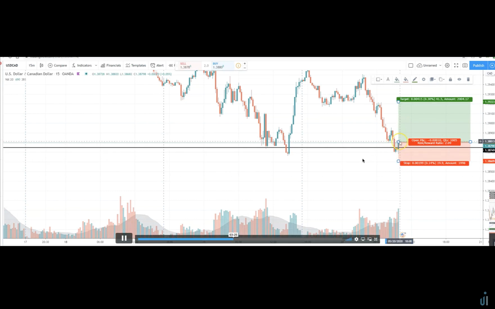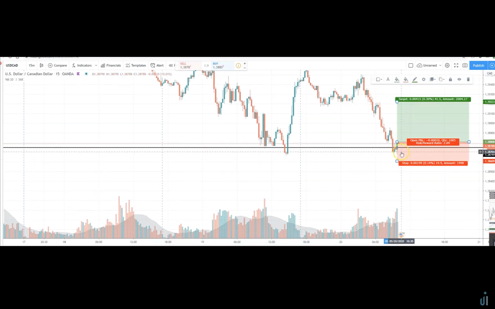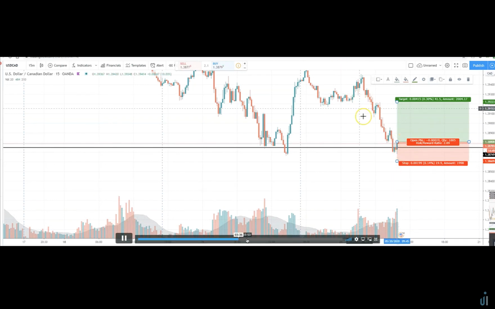And my stops are here. I entered here. I'm aiming for these areas up here, or maybe a higher area. I'll keep you updated as the trade is going, but the volume is what really got me into this trade, and the fact so far.